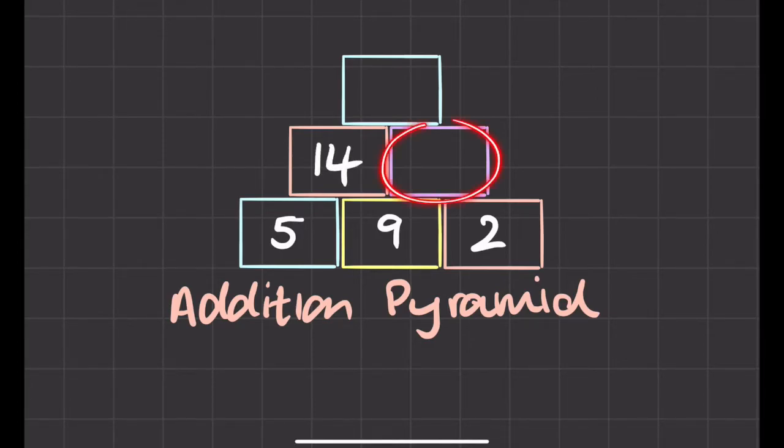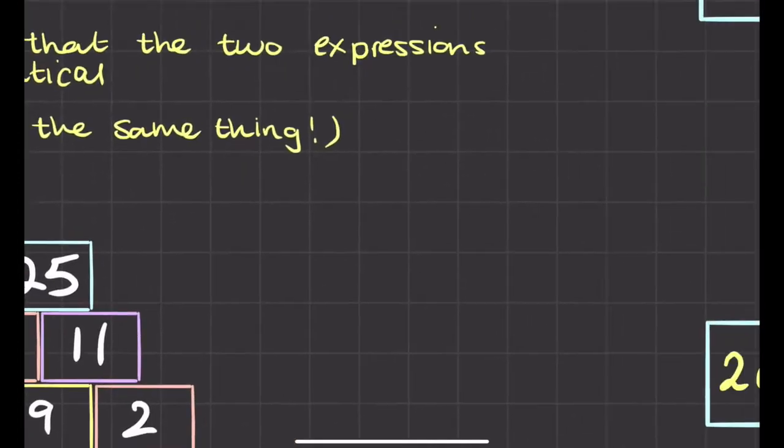If I want to know this block here, then I have to add together the 9 and the 2. So this will be 11. And the block above this one, we'll have to add these 2 together. So 14 plus 11 makes 25. There's your addition pyramid. So we're going to use that for our next couple of examples.